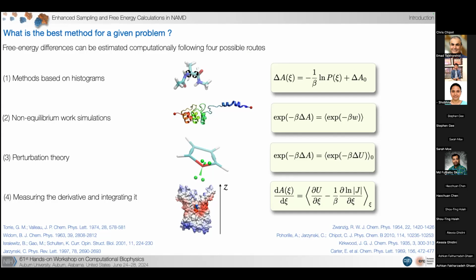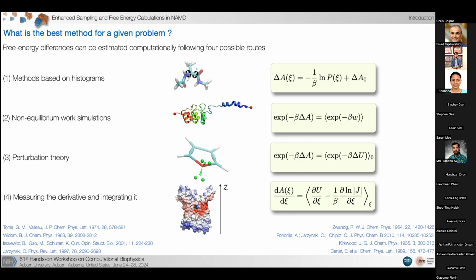Then, I missed the animation, but this is free energy perturbation. I'm perturbing the system, transforming the system. This is an alchemical transformation, transforming one chemical species into another, and I can get the free energy through this. And finally, I can measure the force that is acting along a certain reaction coordinate. In this case, I had this little substrate going down the gorge of this protein, and I'm measuring the force exerted on this substrate and integrating the force. If I'm integrating the force, I'm getting the free energy. Okay?